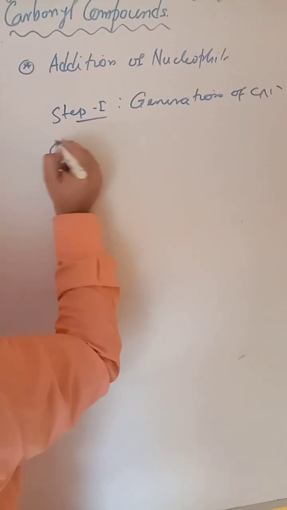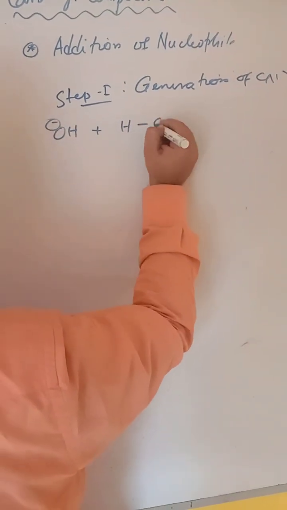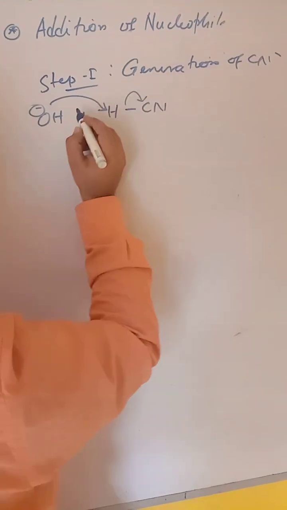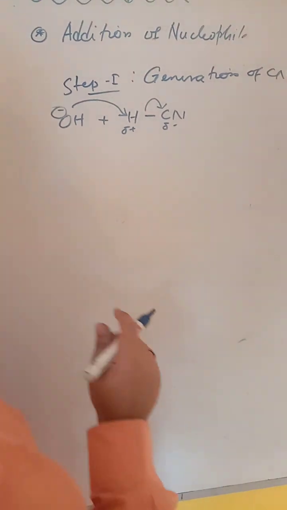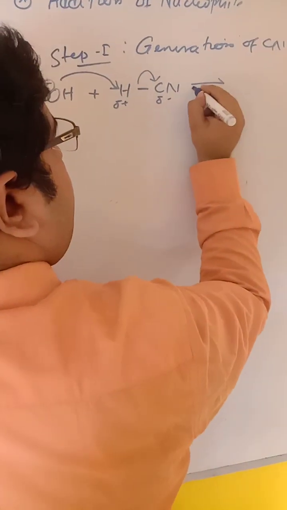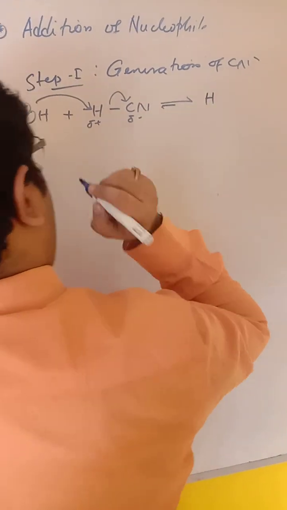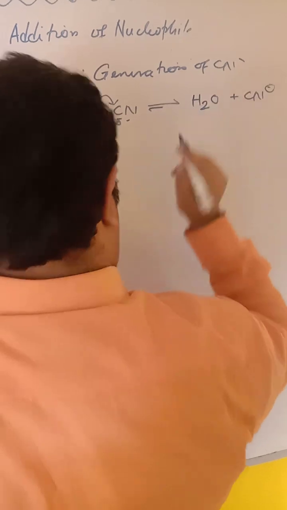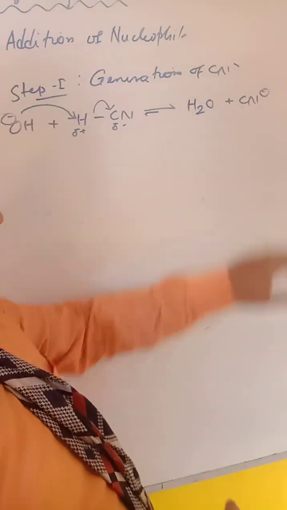which is the generation of CN minus. How to get it? You use an alkali here, NaOH or KOH, OH minus, H and CN. So it takes up the H because this is delta plus, this is delta negative. It is a reversible reaction, but mainly the forward one is more preferred. So H2O plus CN minus you have got. Now this is a very good nucleophile because it is resonance stabilized.